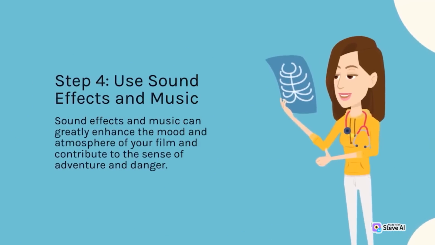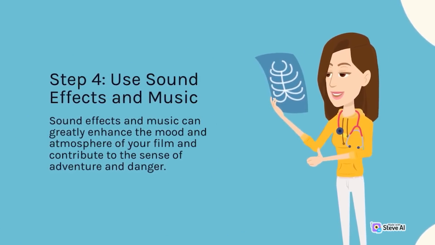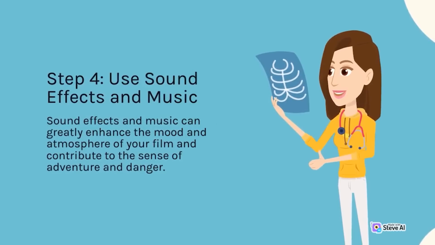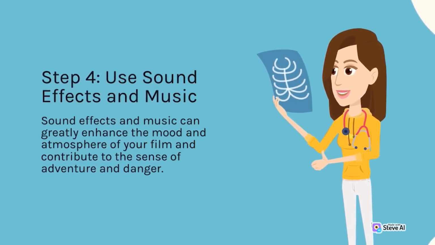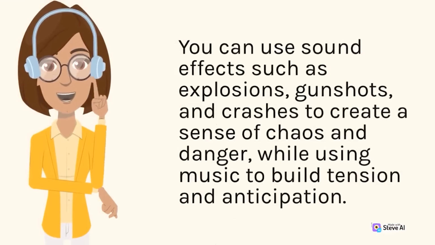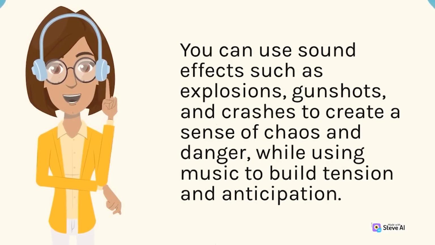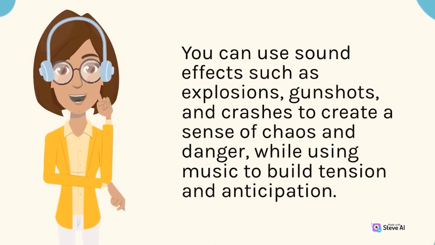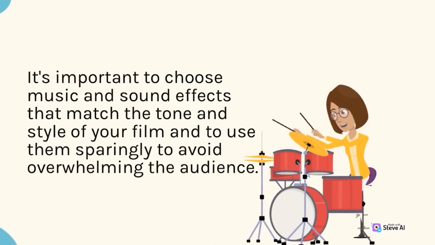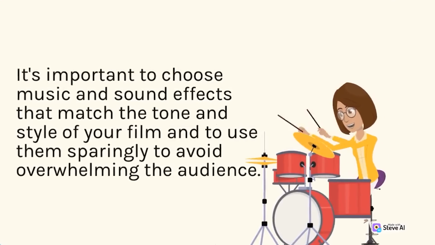Step 4. Use sound effects and music. Sound effects and music can greatly enhance the mood and atmosphere of your film and contribute to the sense of adventure and danger. You can use sound effects such as explosions, gunshots, and crashes to create a sense of chaos and danger, while using music to build tension and anticipation. It's important to choose music and sound effects that match the tone and style of your film and to use them sparingly to avoid overwhelming the audience.